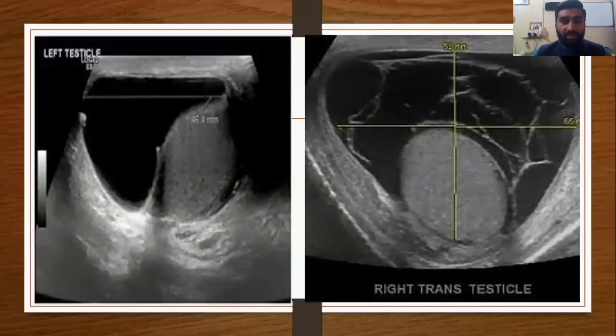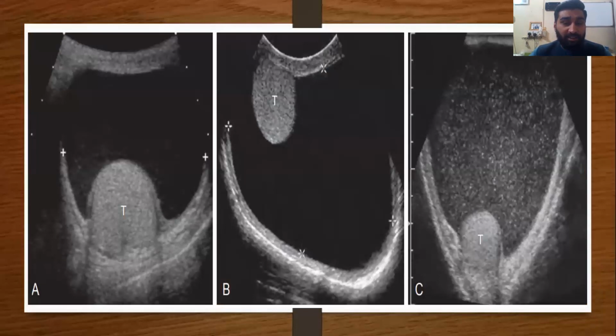Here comes another case of hydrocele. On the left, there is a hydrocele which is simple, not complicated or complex. And on the right, you can see that it is a little complicated with some septations and free fluid over it. Similarly, in these images, in image A, the testis is denoted with T, with free fluid surrounding the testis. In image B, you can see the same free fluid, a severe hydrocele. And in image C, there is a complicated or complex hydrocele with low-level internal echoes diffusely throughout the scrotal sac.